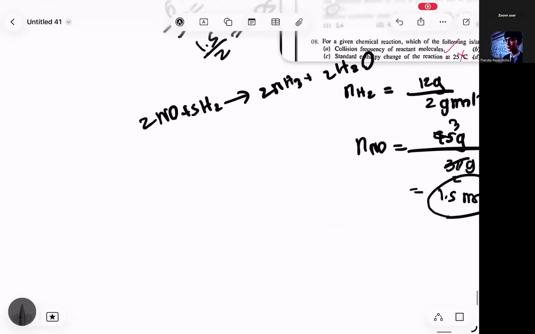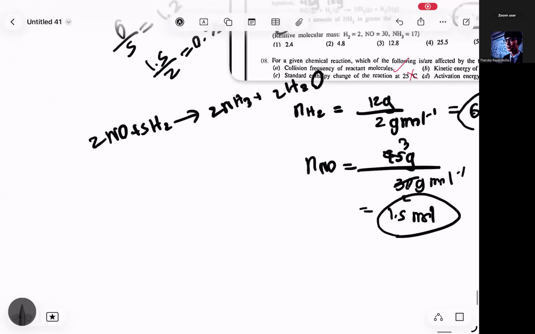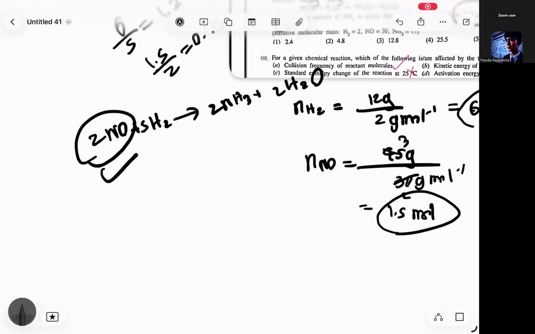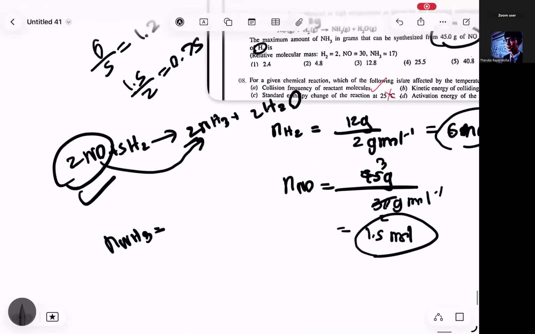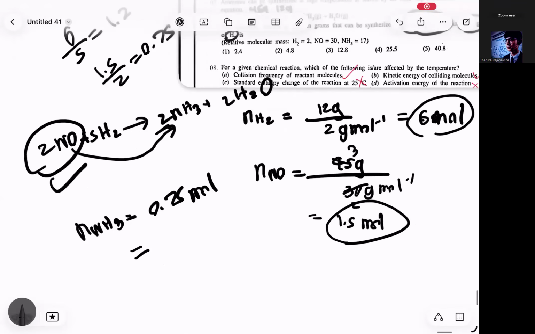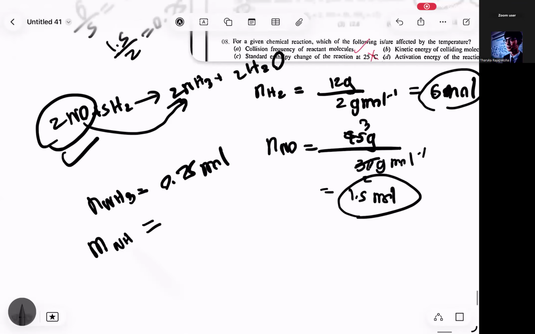That means everything of NO will react, so we can track the ammonia amount by using NO. The number of moles of ammonia is equal to the same value, since the stoichiometry is the same. So that's going to be 0.75 moles. The mass of ammonia is 0.75 moles multiplied by 17 grams per mole, that is 12.75 grams.